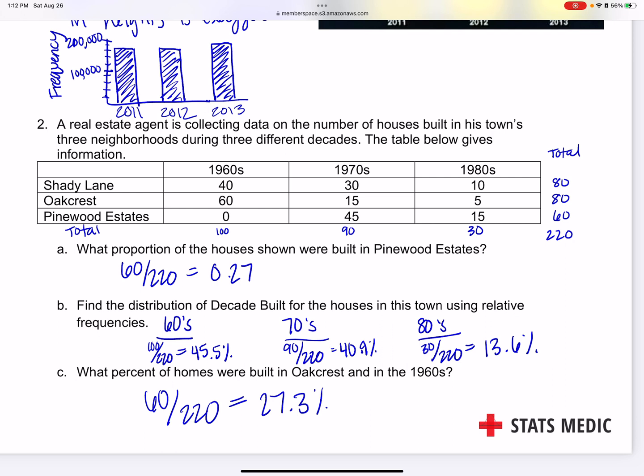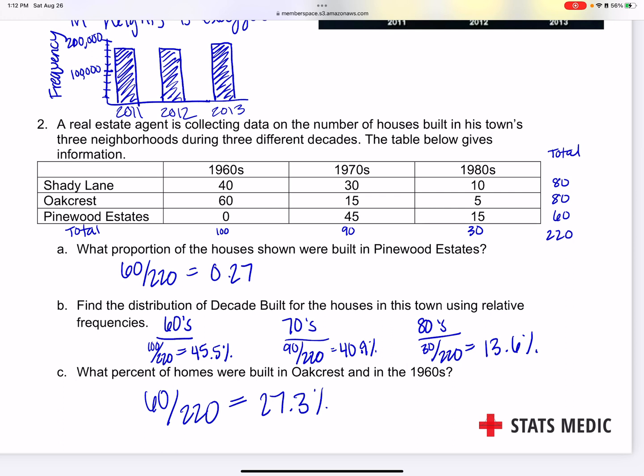Oakcrest was also. Then it asks, find the distribution of decades for the houses in this town using relative frequencies. And the relative frequencies in the 60s, 70s, and 80s, the totals: the 60s, the total was 100 over 220. The 70s, the total was 90 over 220. And the 80s, the total was 30 over 220.